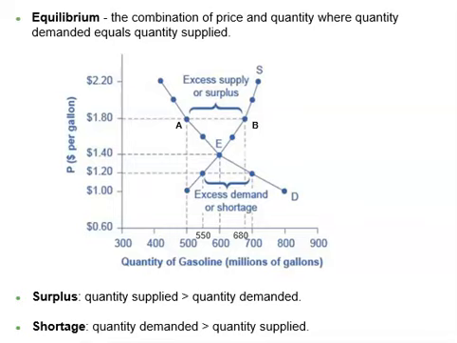At the equilibrium point E, you follow the dashed line straight down to the horizontal axis. You see the number 600. That is the equilibrium quantity, 600 million gallons. If you had only the demand and supply schedules and not the graph, you could find the equilibrium by looking for the price level at which quantity demanded equals the quantity supplied.